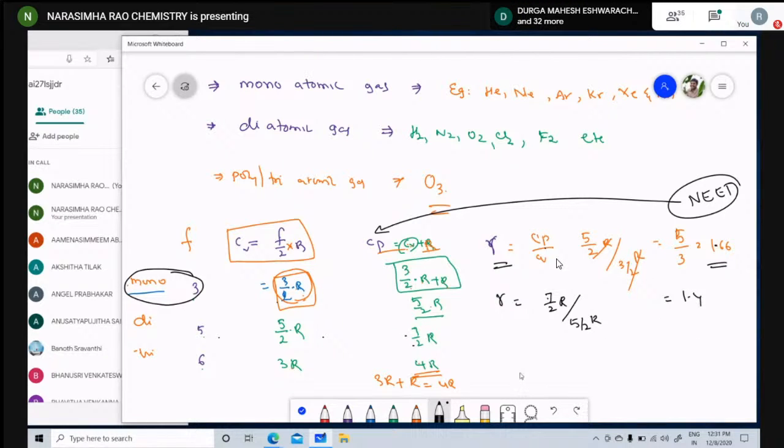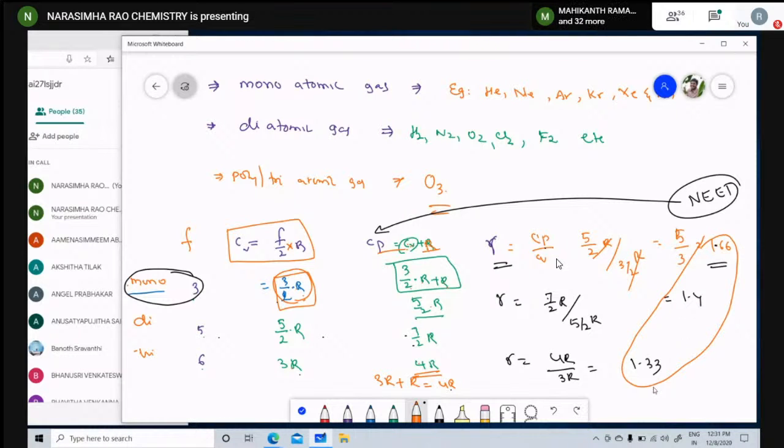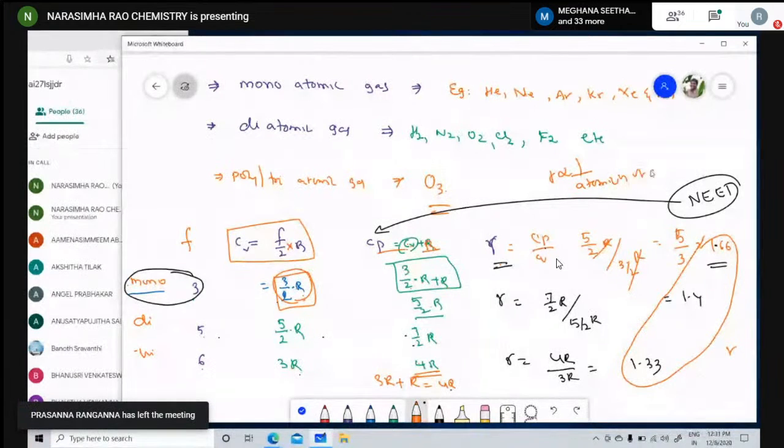It's clear. Now next, gamma for triatomic gases: 4R by 3R. R cancels. This is 1.33. What did you observe here? As the atomicity of the gas increases, its gamma value decreases. So gamma is inversely proportional to the atomicity of the gas.